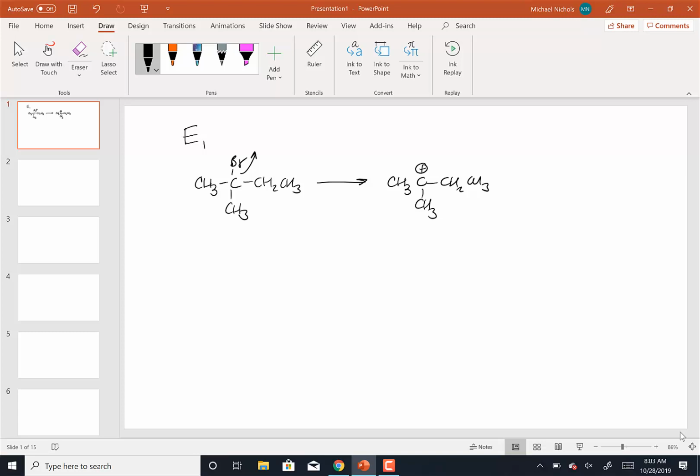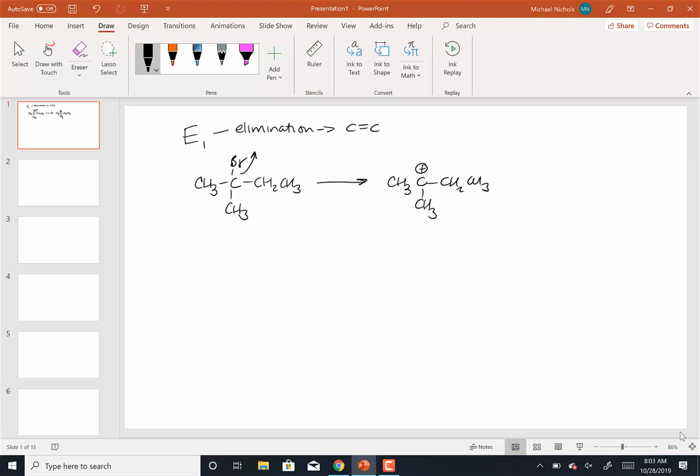Well, what can happen is that I can lose an H plus to form a double bond. So E stands for elimination. And any elimination reaction is always going to form a carbon-carbon double bond. This is just going to be unimolecular elimination, meaning the kinetics are unimolecular, meaning that this is the rate determining step. Now, in order for us to form a double bond, we're going to have to lose an H plus.